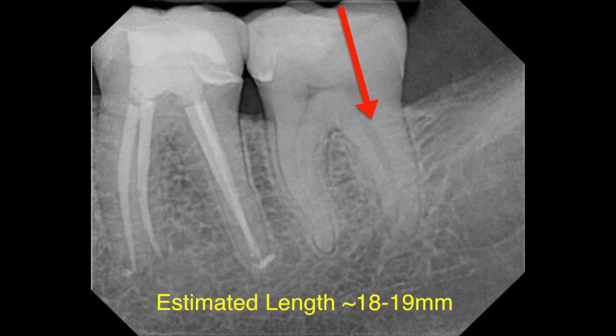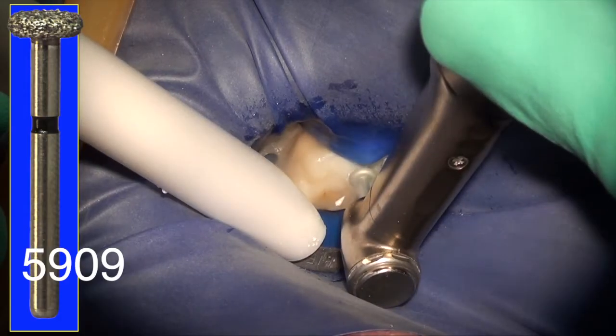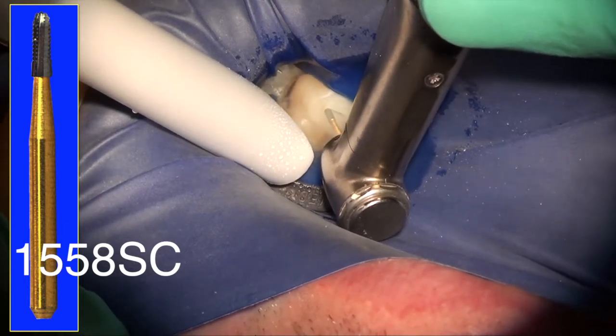So having said that, let's get on and talk about the second molar that was treated using the ESX file system. Okay. As usual, we start by getting our estimated working length from the radiograph, and this is 18 to 19 millimeters. We use the Real Endo Access Kit. First, use the 5909 to flatten the cusps.